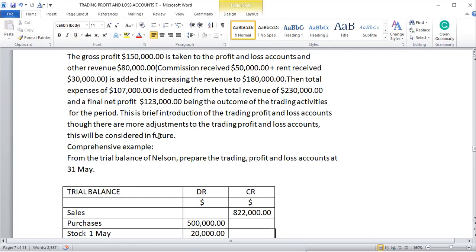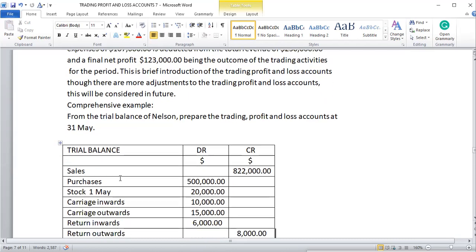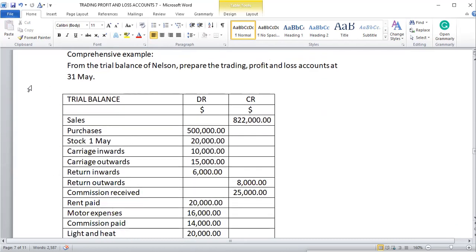Okay, now let's look at the case whereby you are given a trial balance, and from the trial balance you have to prepare a trading profit and loss account. So let us look at that. A comprehensive example. From the trial balance of Nelson, prepare the trading profit and loss account at 31st May. So this is the trial balance. I've made a video on the trial balance, so you can click on the link below to go and watch that video so that you know how to prepare a trial balance.